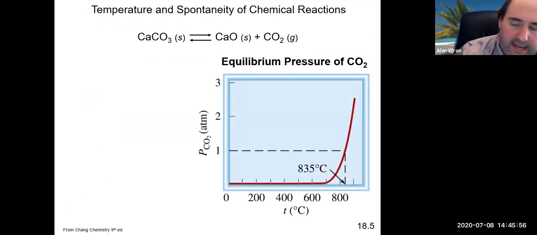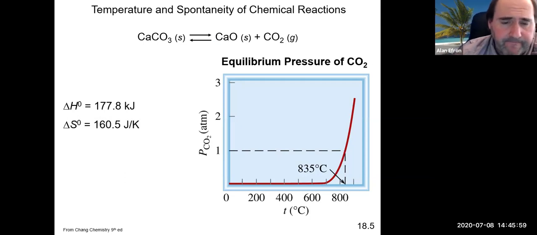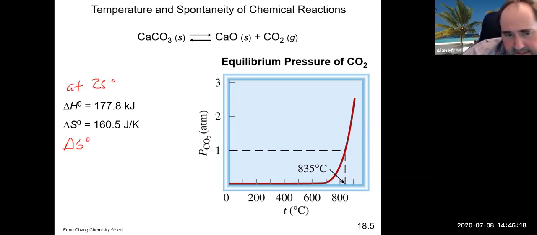So let's take a look at this right here. And this reaction here has a delta H value of 177.8 and a delta S value of 160.5. So why don't you first calculate the delta G naught for this reaction here, using that information, at 25 degrees Celsius. So what is the delta G naught at 25 degrees Celsius? And predict if it is going to be spontaneous. So take a minute or so and calculate that, see what you come up with.